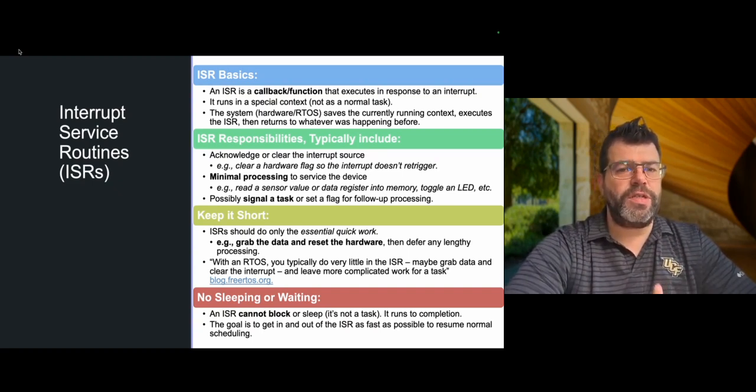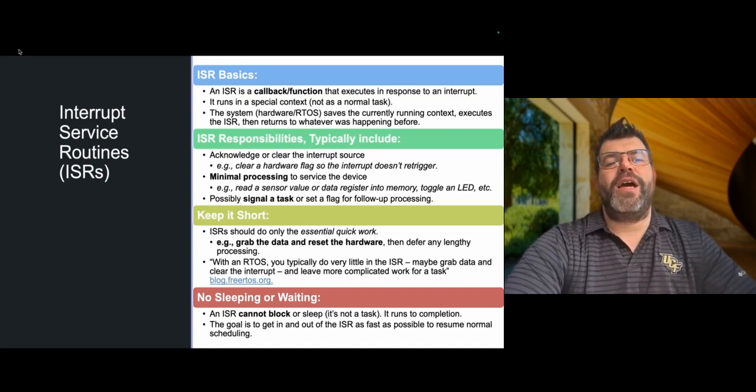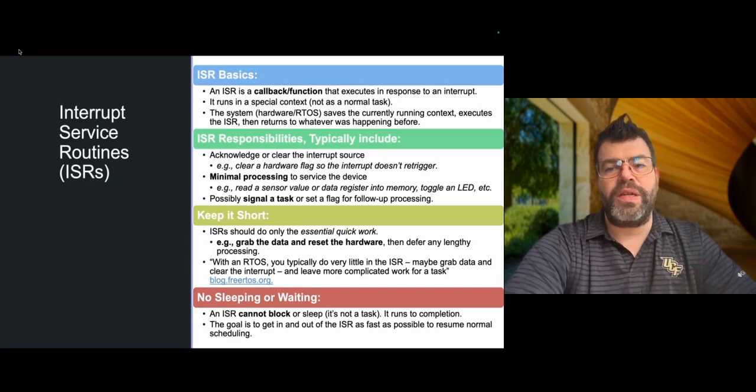Typically, it is going to clear the interrupt source. So I've been interrupted. Thank you. You can put your hand down, right? So it clears the flag. So basically, the interrupt doesn't happen again, right?